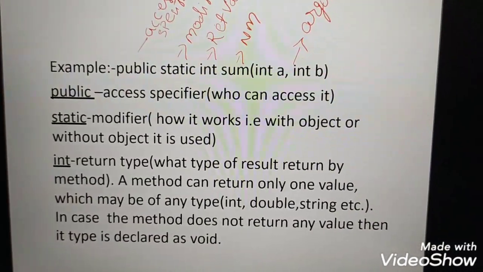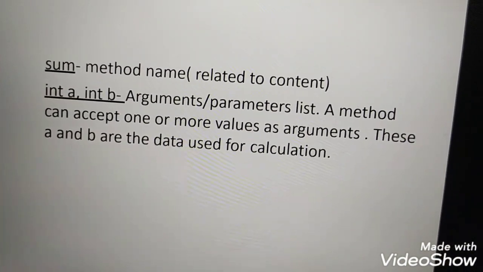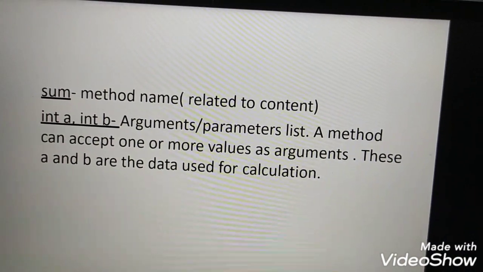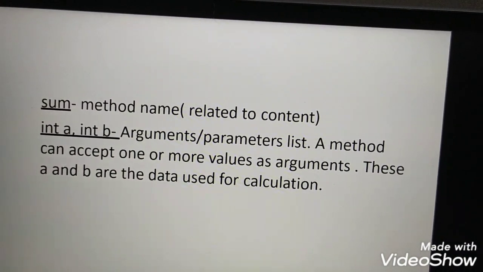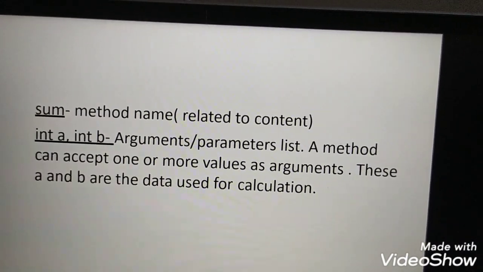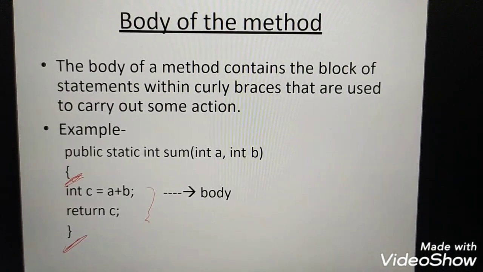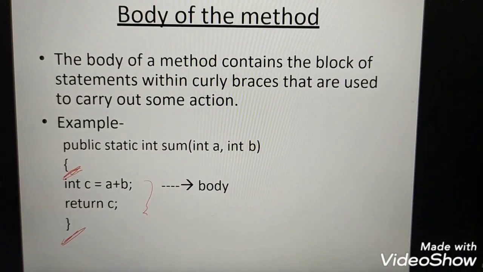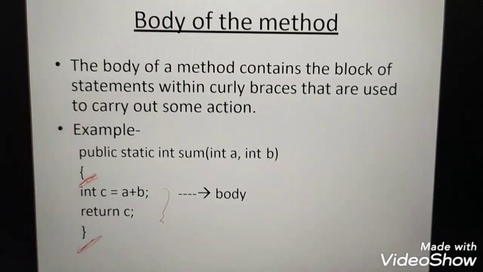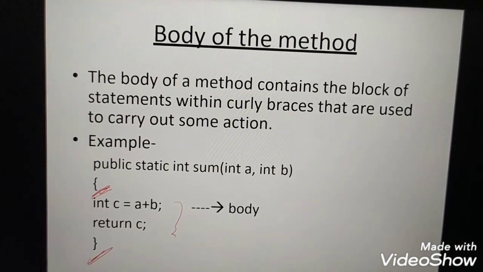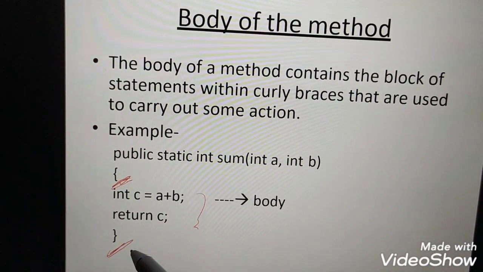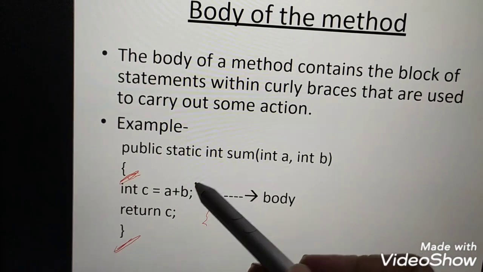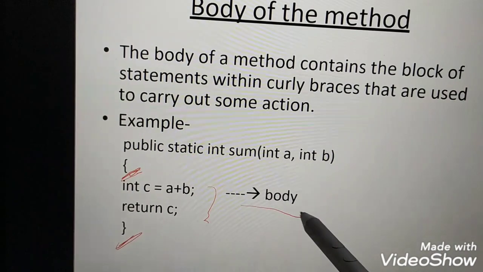And the name of the method is sum, that is going to calculate the addition of two numbers. And int a, int b are the arguments, also called parameters, used in the calculations. Okay, coming to the body of the method. The body of the method is the block of statements within the curly braces used for doing certain actions. From the example you can see it starts with the curly braces and ends with the curly braces, and whatever calculation or procedures are written inside these curly braces, that is the body of the method.